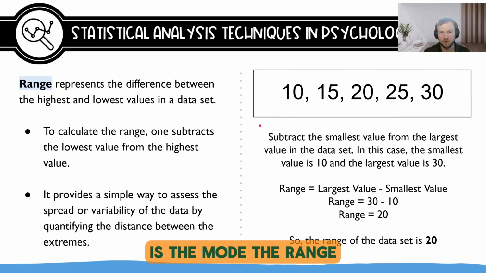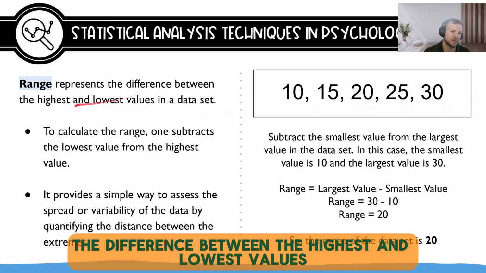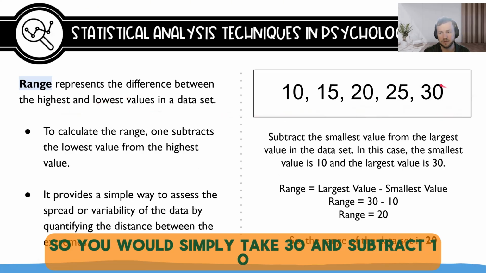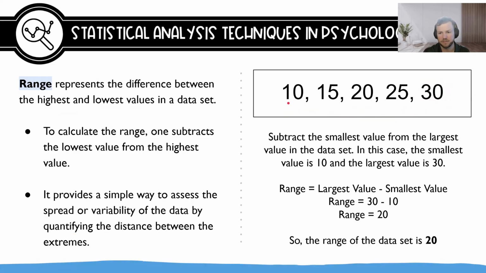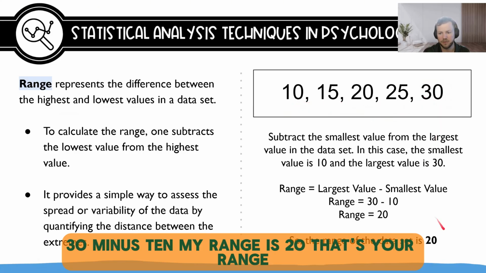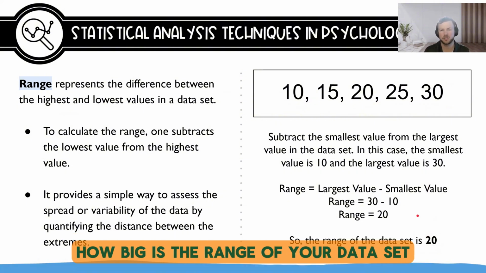The range represents the difference between the highest and lowest values in a data set. So you would simply take 30 and subtract 10. 30 minus 10. My range is 20. That's your range. How big is the range of your data set?